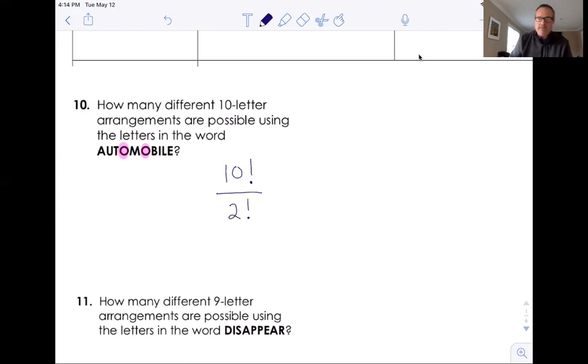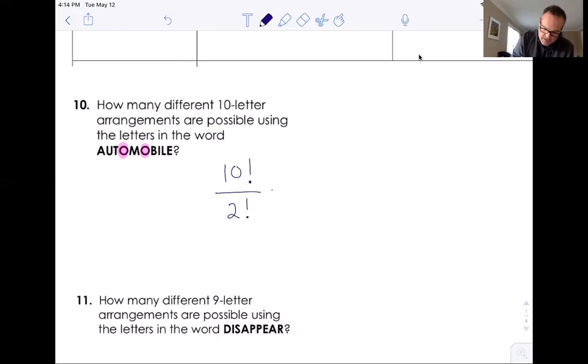And then, of course, you want to divide that by 2 factorial. 2 factorial is just 2. So if I divide 10 factorial by 2 factorial in the calculator, I get 1,814,400. That's the number of different ways you could rearrange the letters and just get different words. I mean, most of them wouldn't be real words, but that's the number of ways you could rearrange the letters of automobile.